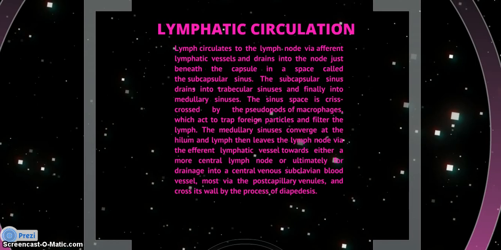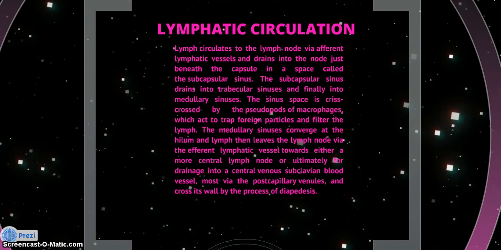Lymphatic circulation. Lymph circulates to the lymph node via afferent lymphatic vessels and drains into the node just beneath the capsule in a space called the subcapsular sinus. The subcapsular sinus drains into trabecular sinuses and finally into medullary sinuses. The sinus space is crossed by the processes of macrophages, which act to trap foreign particles and filter the lymph.